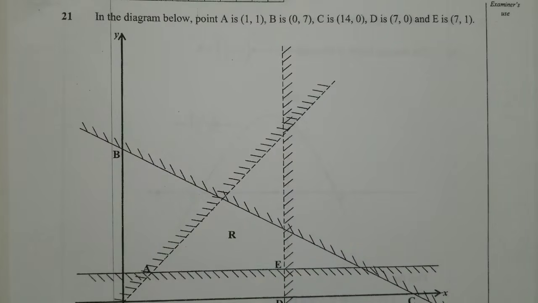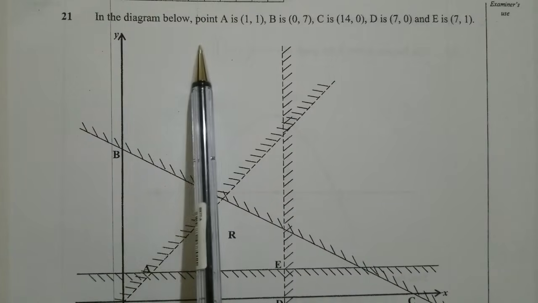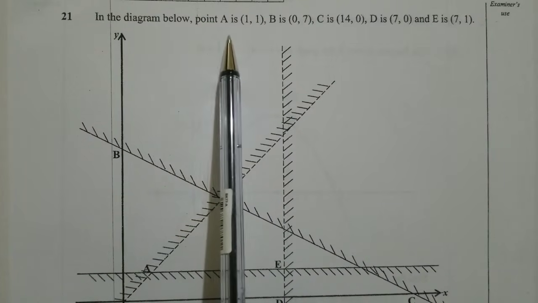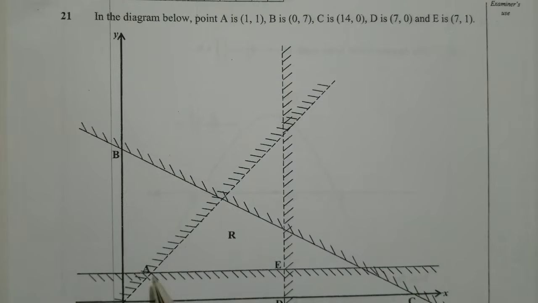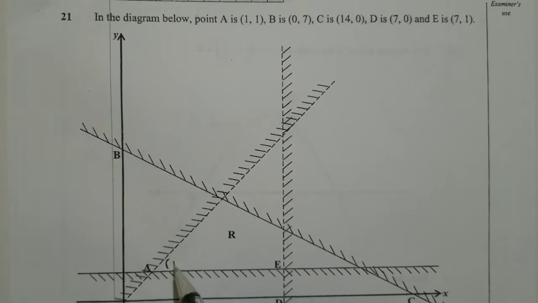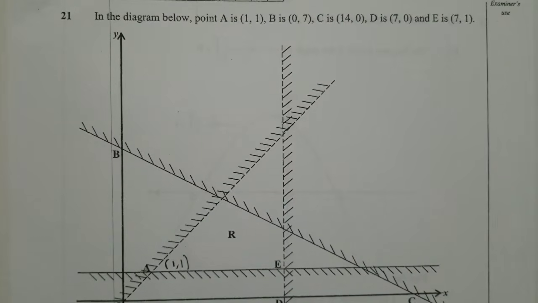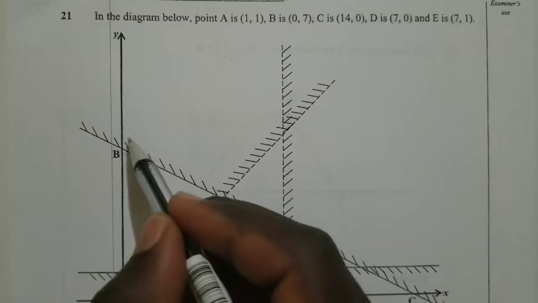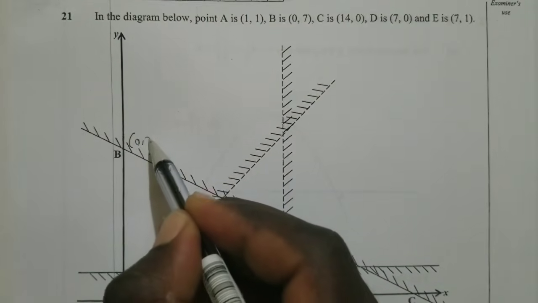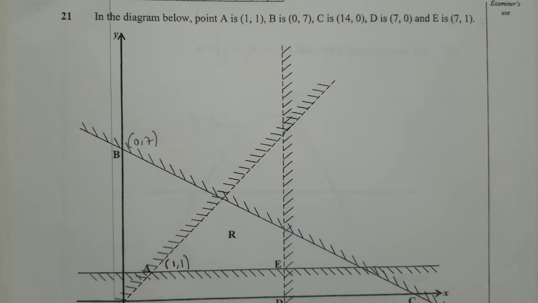Okay, so for this question, the first thing will be to just identify the coordinates. If you can see nicely, they are saying in the diagram below, point A is, so we check where point A is, right here. It's (1, 1). Important. Point B is over here, (0, 7). So this is point B.